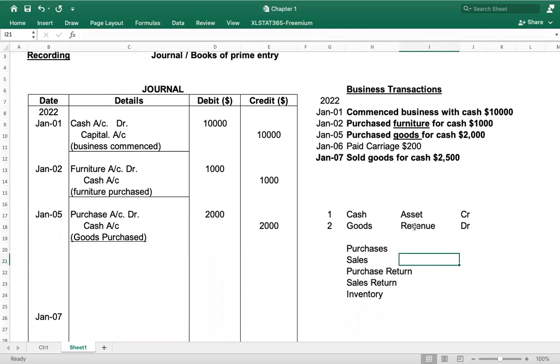Understood? When you are selling goods, it will be treated as what? What is revenue? Revenue means it is a source of income for you. So when you buy goods, it is expense. When you sell goods, it is? Revenue. Revenue means you are earning.